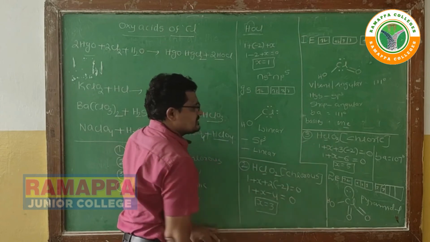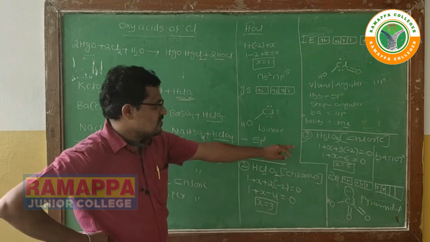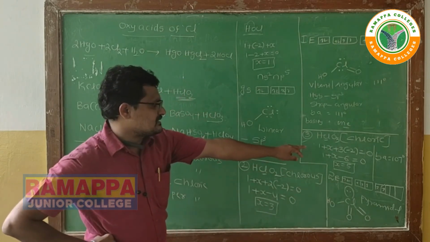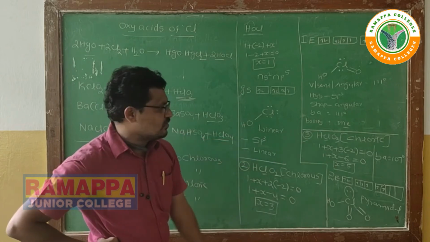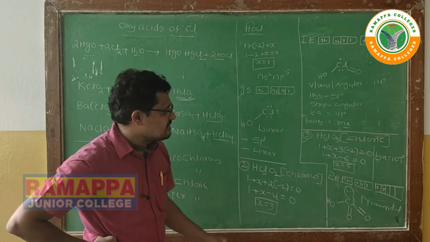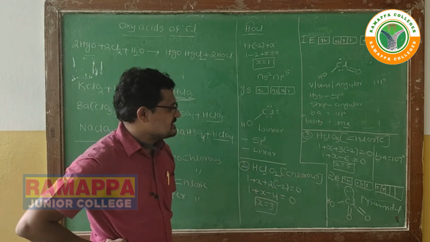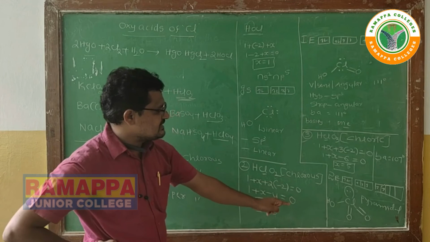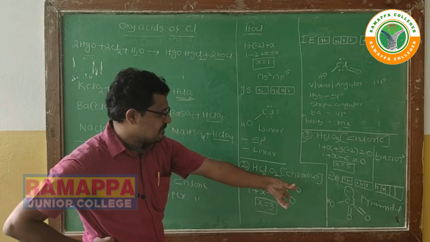The next one, chloric acid. Its oxidation state: 1 plus X plus 3 into -2 equals 0, so X equals 5. Now, 5 unpaired electrons are in which excitation state? The second excitation state. In the second excitation state, the shape of the molecule is pyramidal.